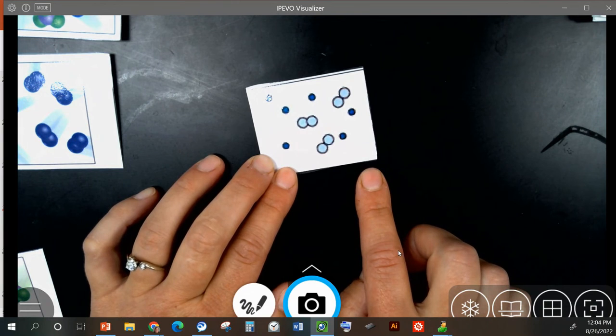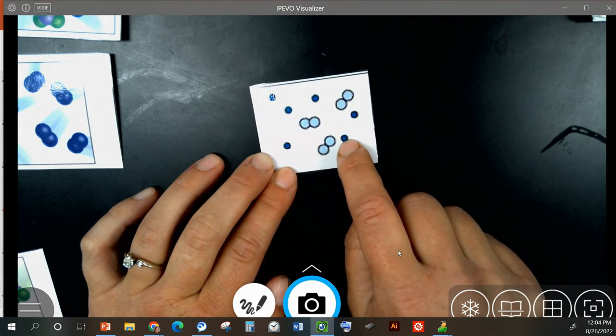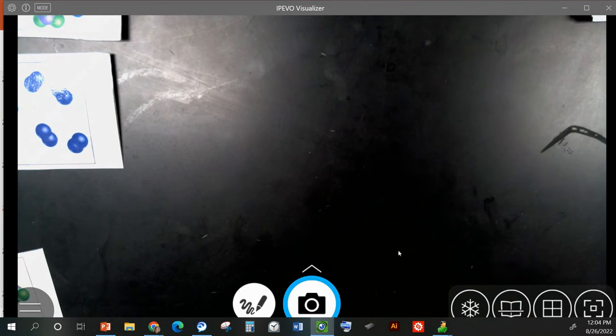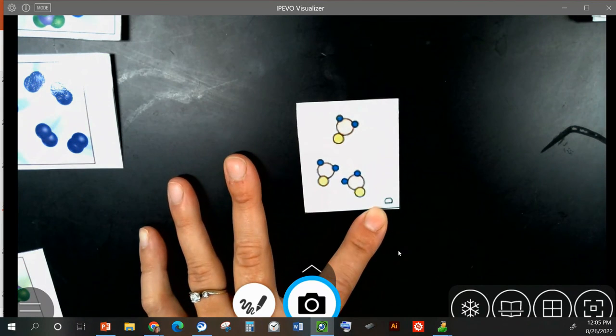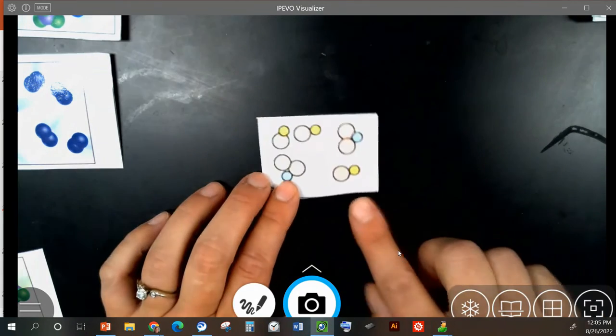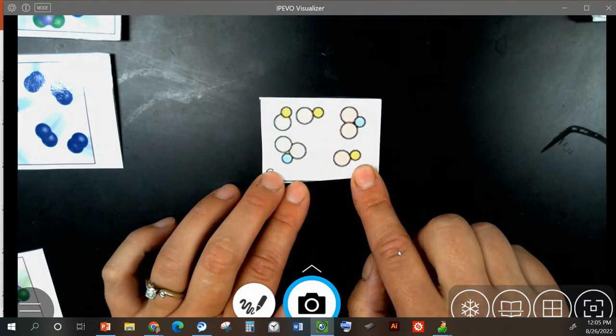Mixture. This one would be a mixture. Yes, there's a different color of blue. I remember that. Two different atoms. A mixture. So you're saying the one that has orange? Yellow and blue, orange and blue together? Like this one? Yeah. This one. Okay, what do you guys think?